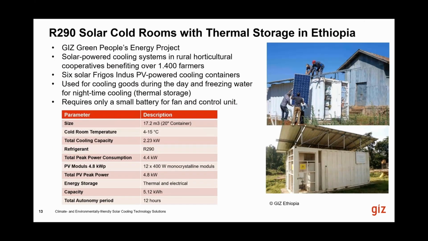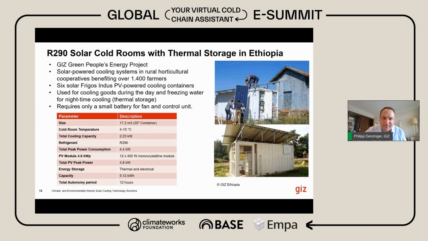These were the first 6 containers we used in Ethiopia. It took me quite some time to convince the team there to use thermal storage and natural refrigerants, but they're working fine over the last 4 years or something. And also with R290 thermal storage, excellent system, in my opinion. Frigo Indus supplied it, so it's even manufactured in Africa.